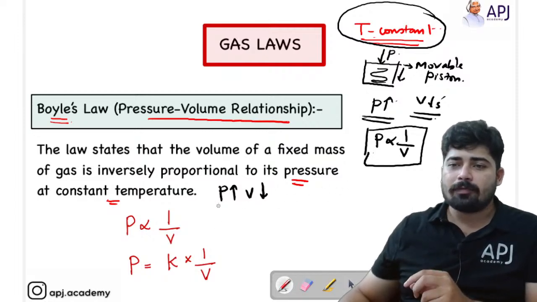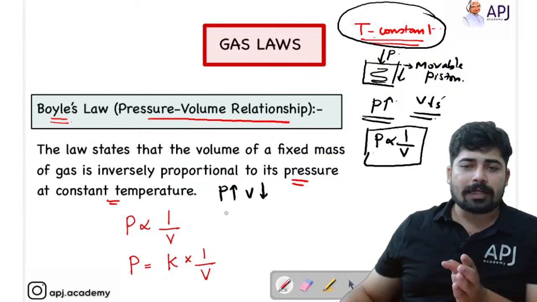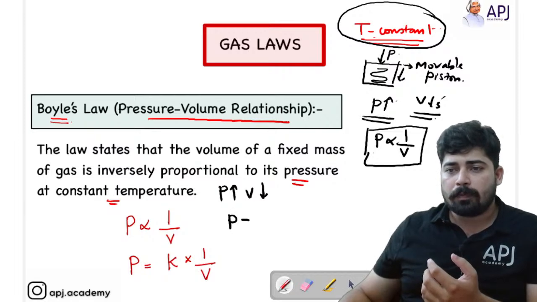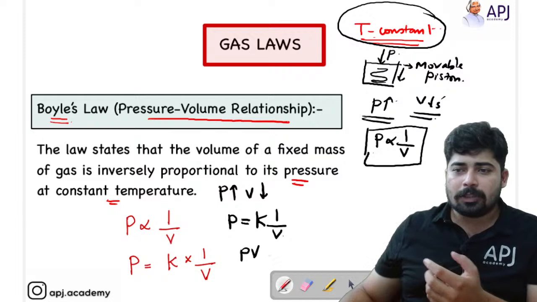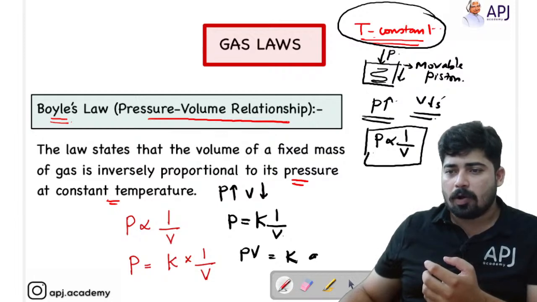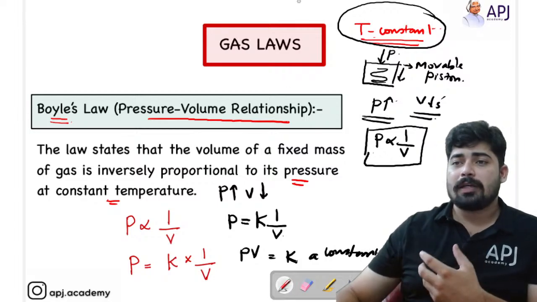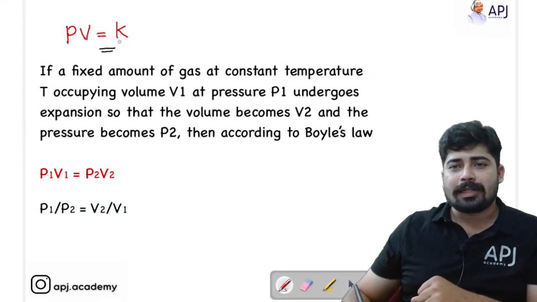We can convert this proportionality into an equality. While converting proportionality to equality, you use a constant. So P equals a constant K times 1 by V. That means PV equals K, a constant. Is that clear, students? So if PV is equal to a constant, what does that mean? You can read it here.